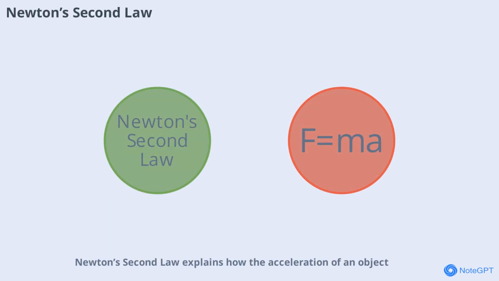Newton's second law explains how the acceleration of an object depends on the net force acting on it and its mass. The law is often written as F equals ma, where F is force, m is mass, and a is acceleration. This law helps us calculate how much force is needed to move or stop an object, and is fundamental in engineering and everyday life.